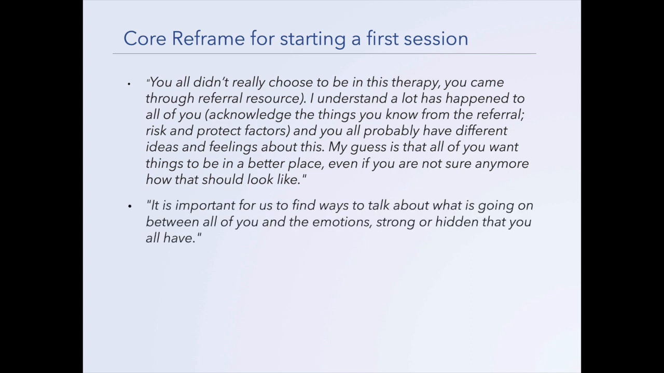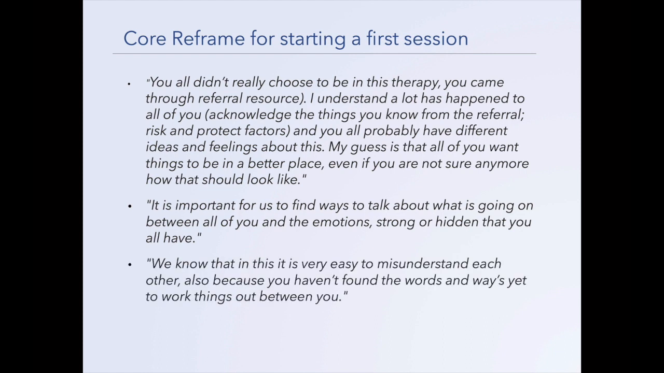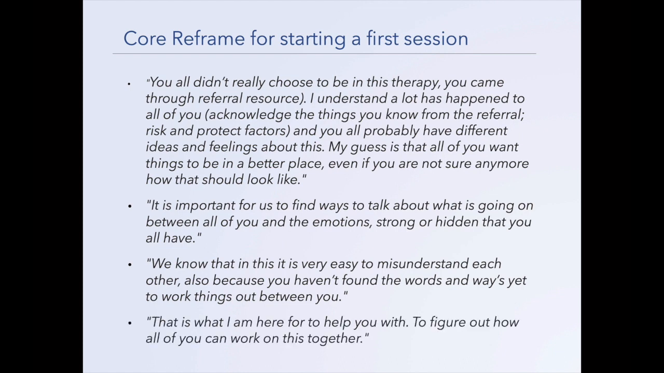It's important for us to find ways to talk about what's going on between all of you and the strong emotions and the fact that each of you have many things behind your behavior. We all know that it's very easy to misunderstand each other. We also know that you haven't yet been able to find the words to talk about what goes on between you so that you can work it out. This is what I'm here for. I'm here to help you figure out how to put things in order so that you can work things out by yourself together.